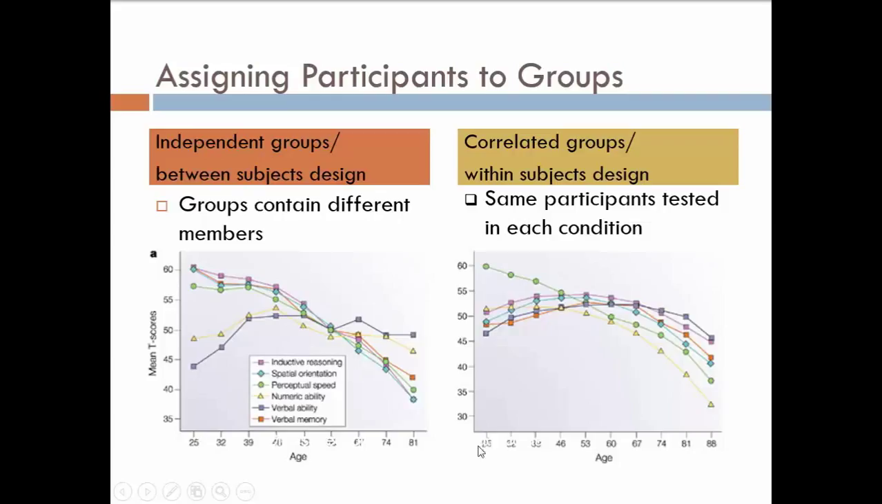So we use between subjects when we feel confident that it's safe to make comparisons between people, that individual differences won't be that important. We use the correlated or within subjects design when we feel like there might be a lot of individual difference that would matter.